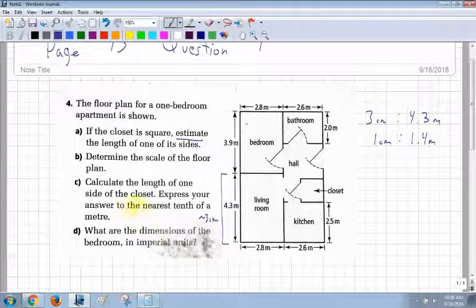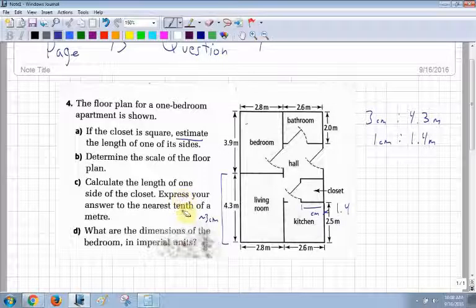Calculate the length of one side of the closet. So now I would actually measure this with a ruler. And whatever I measure with a ruler, however many centimeters it happens to be, I just multiply that by 1.4 to get however many meters it's going to be. Express your answer to the nearest tenth of a meter. Be careful when you're being asked to round to the proper units. A tenth is like 1.4. So that's why I'm rounding everything to a tenth.